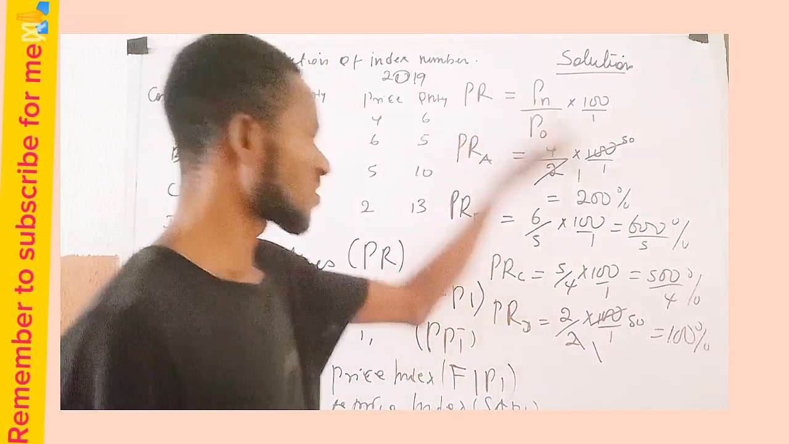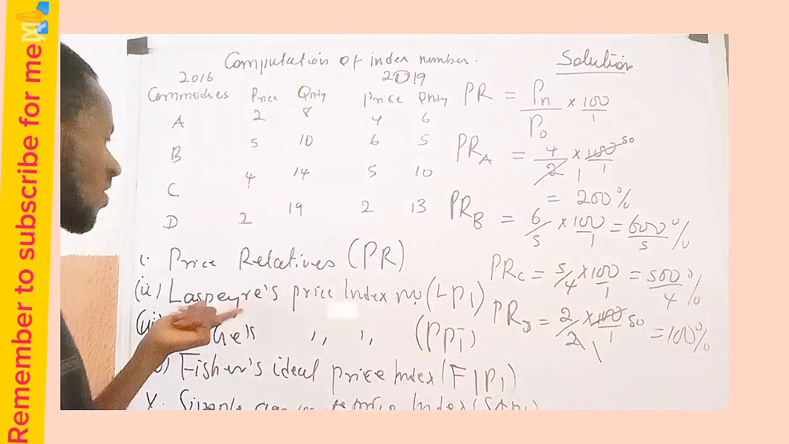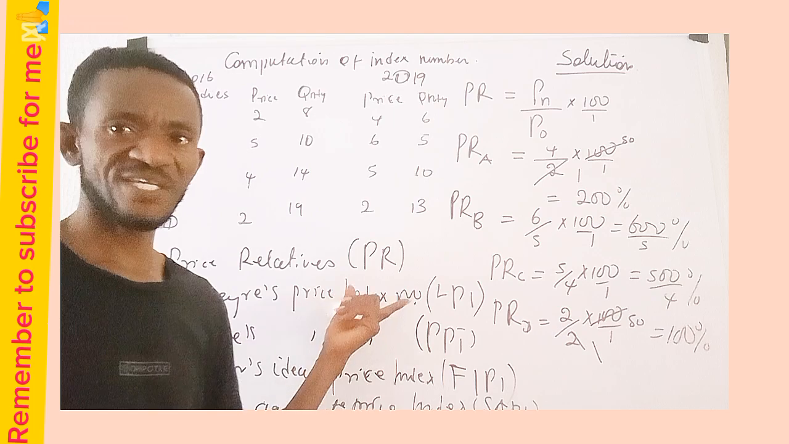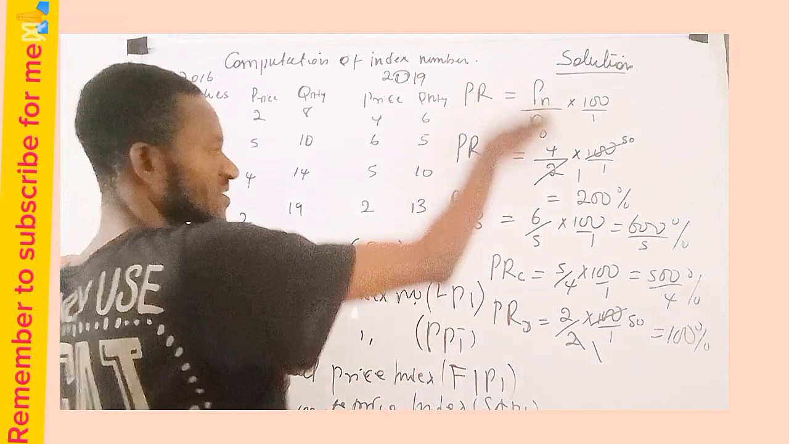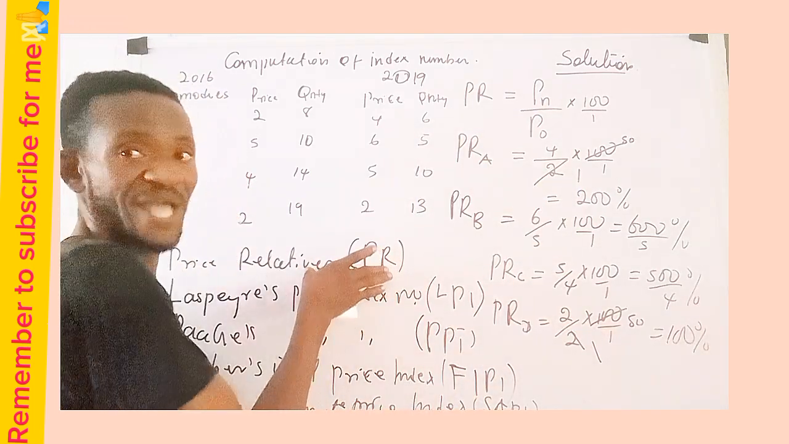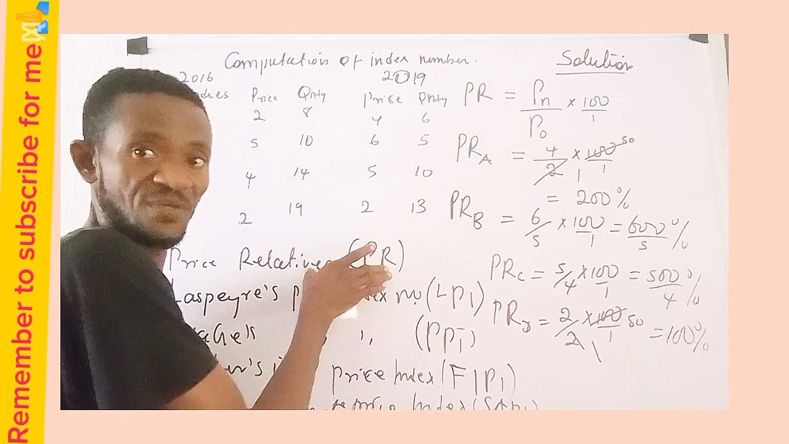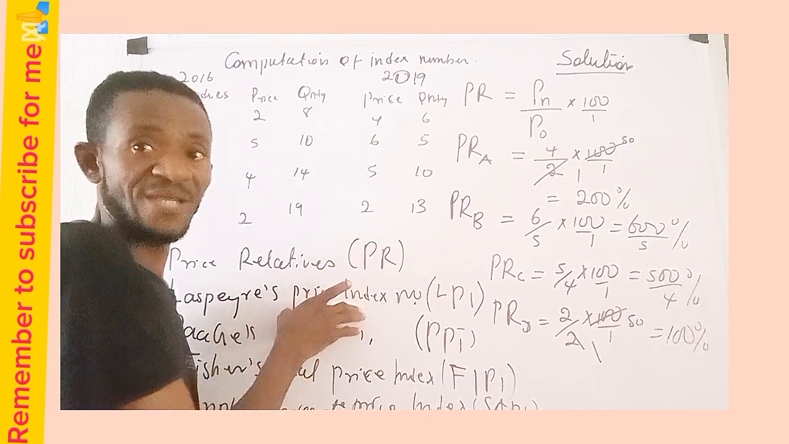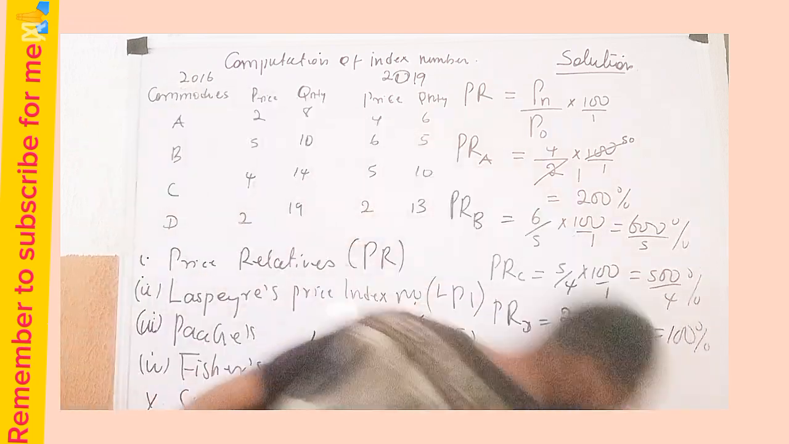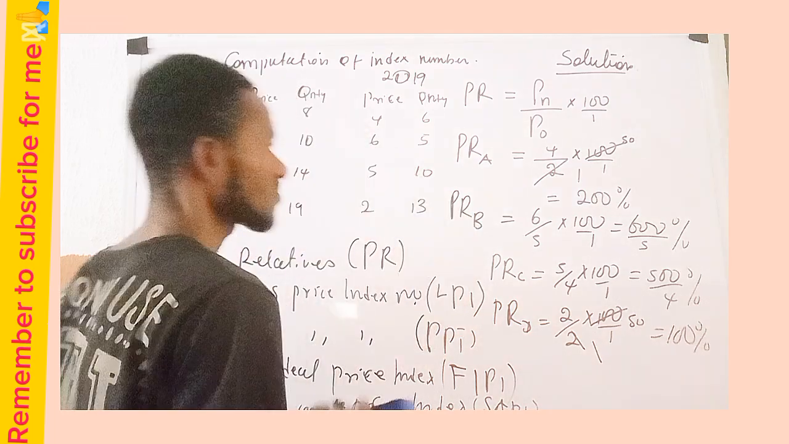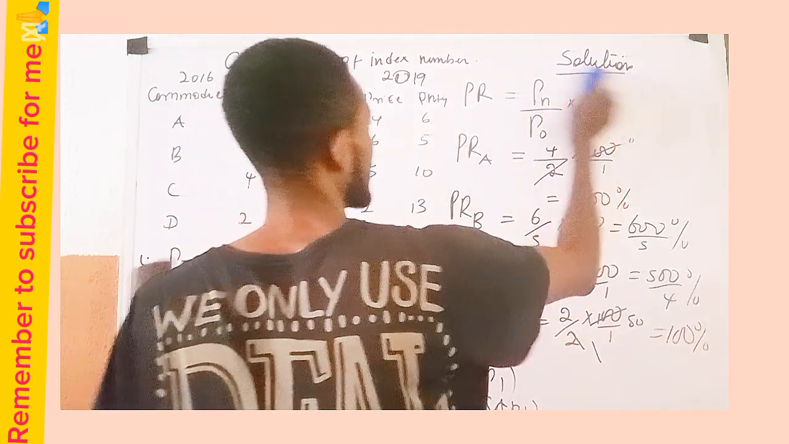So we are now going to clean the board and then begin to talk about the last pair, price index. So permit me to clean this side now about the price relative, which I want to believe is not difficult, while we go over to LPI, Laspeyres price index. So permit me to clean here.